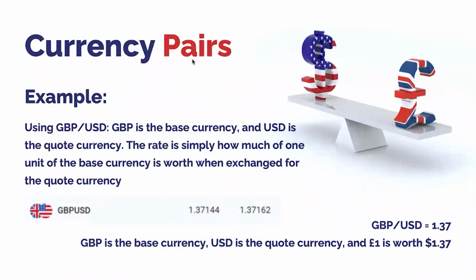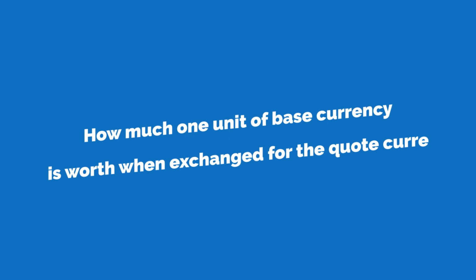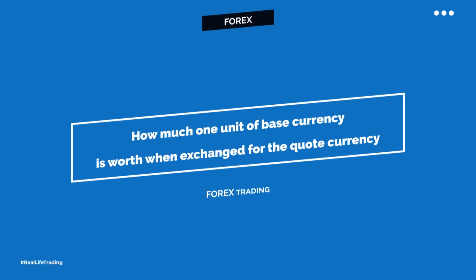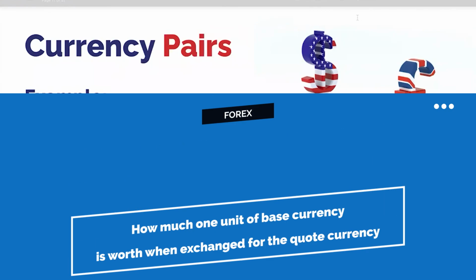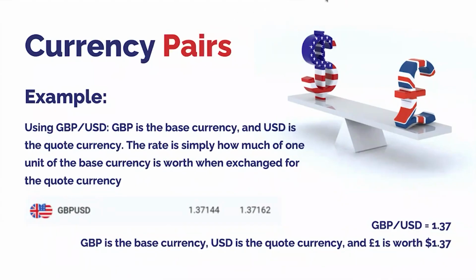So we're still on currency pairs. Let's just take an example for now. Using GBP and USD, which is one of my favorite currency pairs to trade. So if we know that the GBP is our base currency and USD is our quote currency, then the rate is simply how much of one unit of base currency is worth when exchanged for the quote currency. Like I used that analogy earlier, in the UK, I know that £1 is worth £1, but how much is £1 worth when I'm traveling to the States, right?